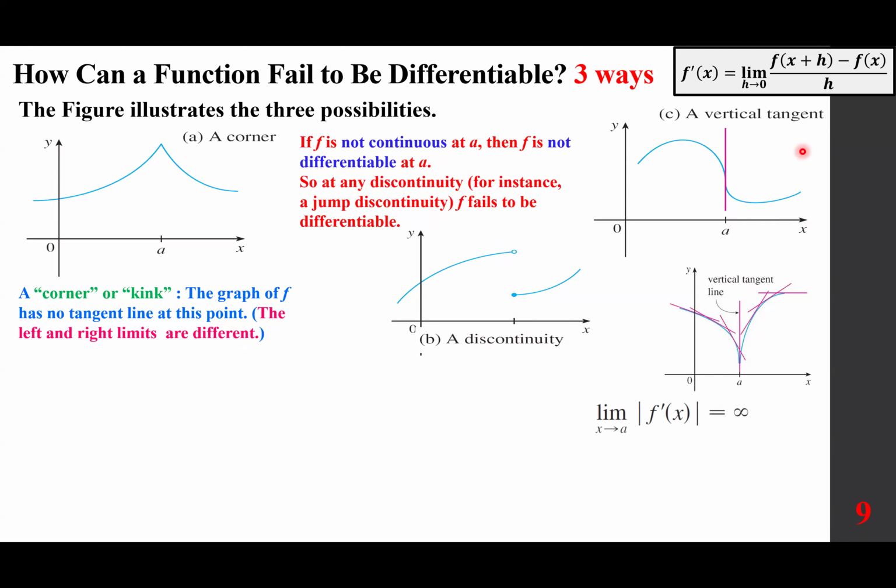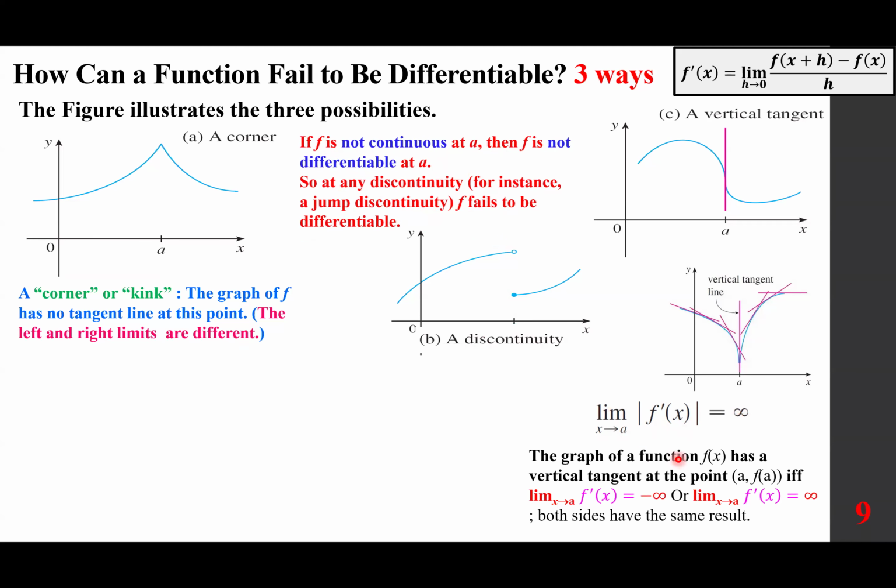A vertical tangent means the limit of the absolute value of f prime of x as x approaches a is infinity, which means the graph of a function f of x has a vertical tangent line at the point a, f of a, if and only if the limit of f prime of x as x approaches a is either negative or positive infinity. Both sides have the same result, either infinity or negative infinity.